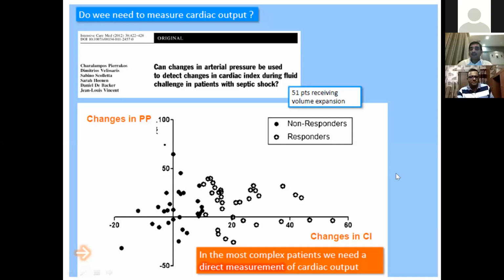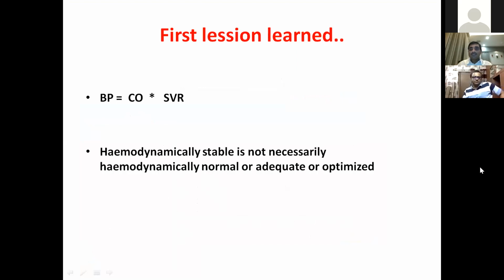Guidelines say a mean of 65 and so forth, but ultimately it may not be true for all patients, and we very well know. So the first lesson learned: hemodynamically stable as far as blood pressure is concerned is not necessarily hemodynamically normal, or adequate, or optimized. So the target of only blood pressure does not suffice in all patients.